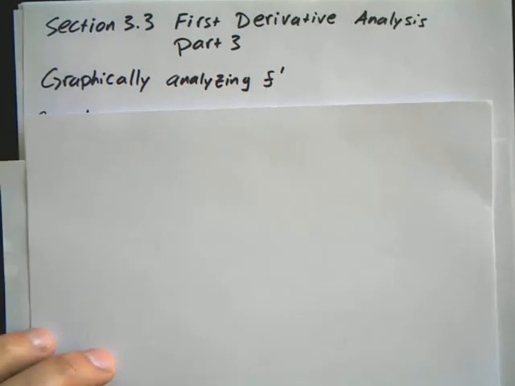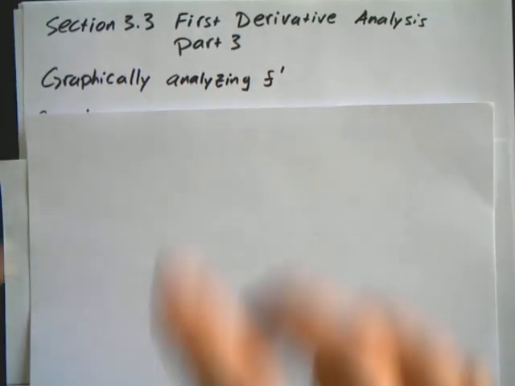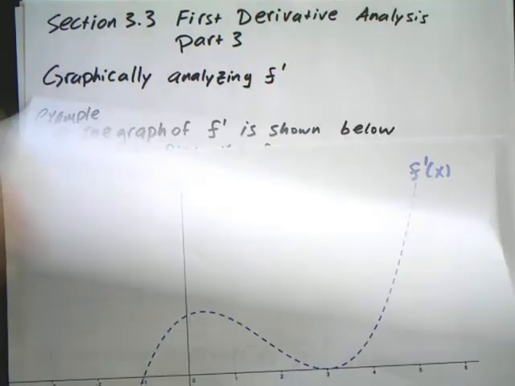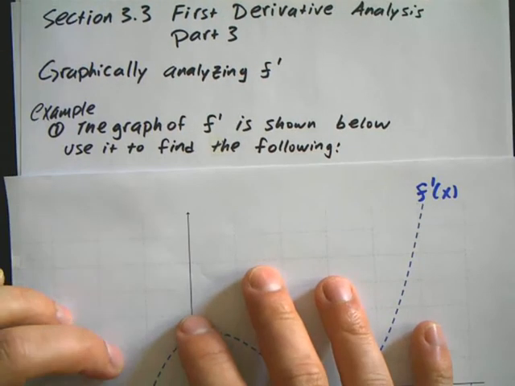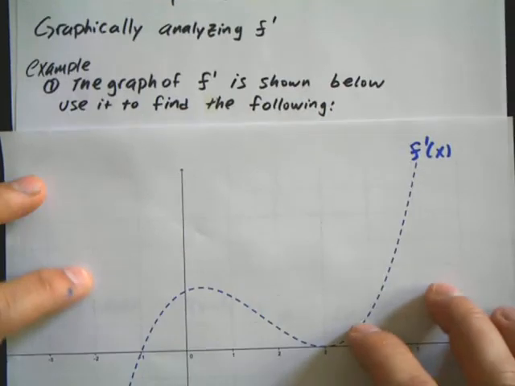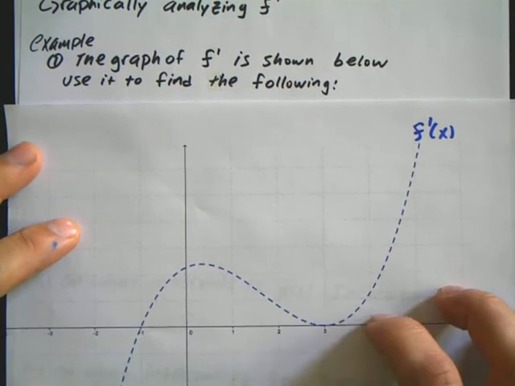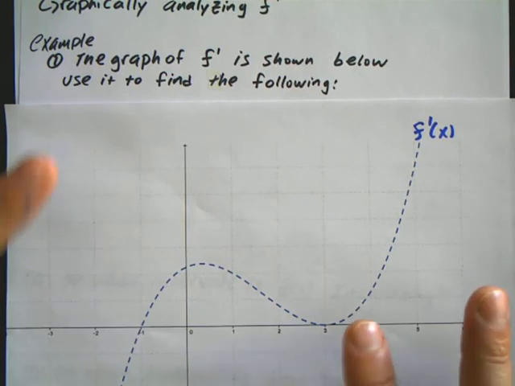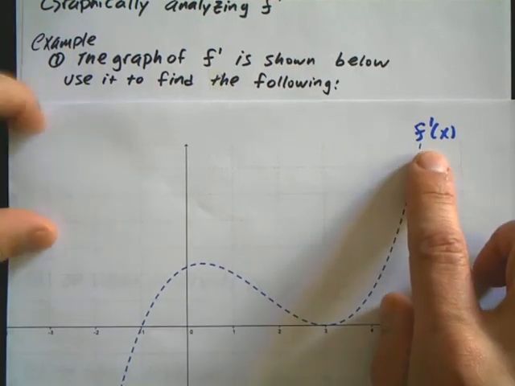This is part 3 of analyzing the first derivative. In this video I'm going to analyze the graph of a first derivative. So the first example says that there's a graph of a first derivative shown. So you should copy this graph into your notes, make it dotted, just like the other derivatives, just to keep everything consistent. Keep in mind this is the graph of the first derivative.